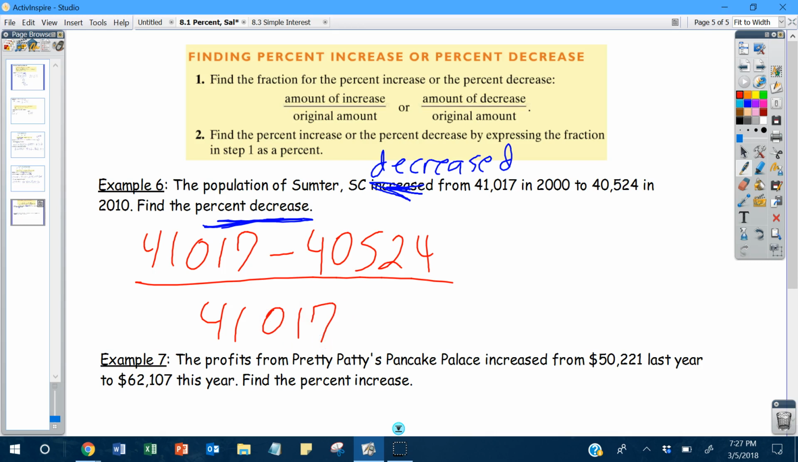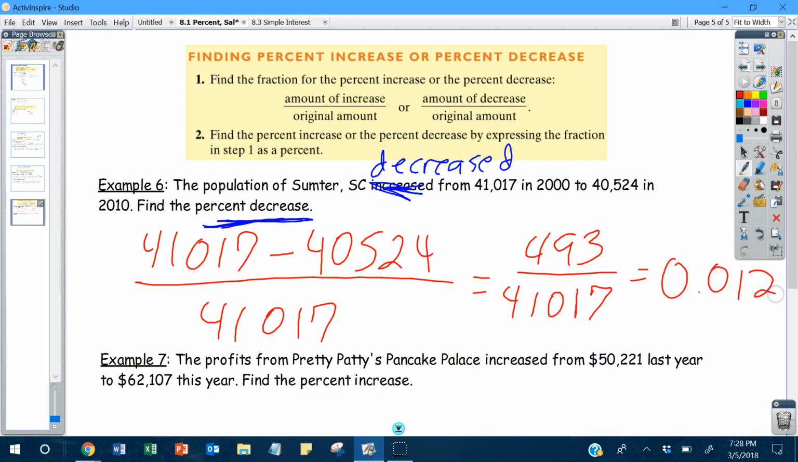41,017. So if you do this in your calculator, if I do the subtraction, I end up with 493, so almost 500, divided by 41017. And then I'll do that division in my calculator. And I get 0.012, and then some other stuff. I'm just going to round it there.